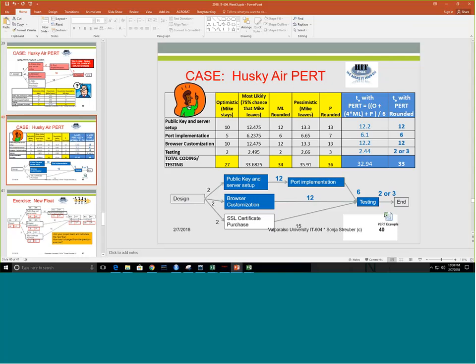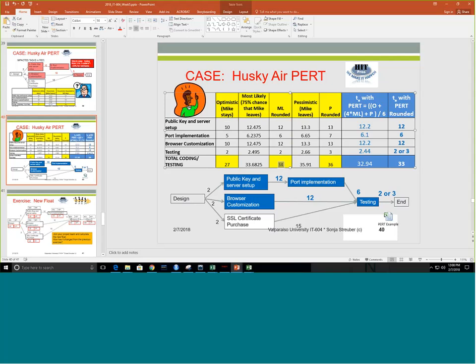So let's say that there's a 75% chance that Mike leaves. So here I apply my 75% to my optimistic calculation, and I get this here. I get these values, right? There you go. And if I do that, if I apply my 75% to the optimistic, and that gives me my most likely values, then I'm going to round those. And then I can see that my most likely durations would be 34.